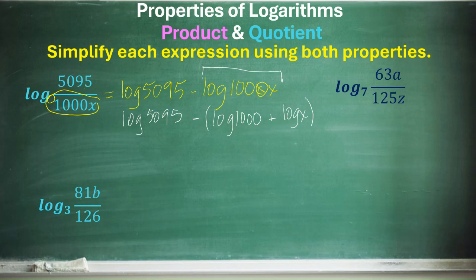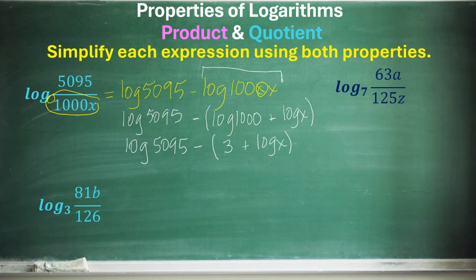So now I'm going to go ahead and simplify. So I have the log of 5,095 minus the log of 1,000. So this is base 10. So really what this is asking me is 10 to what power gives me 1,000? And it's 3. So that's simplified. Plus the log of x.